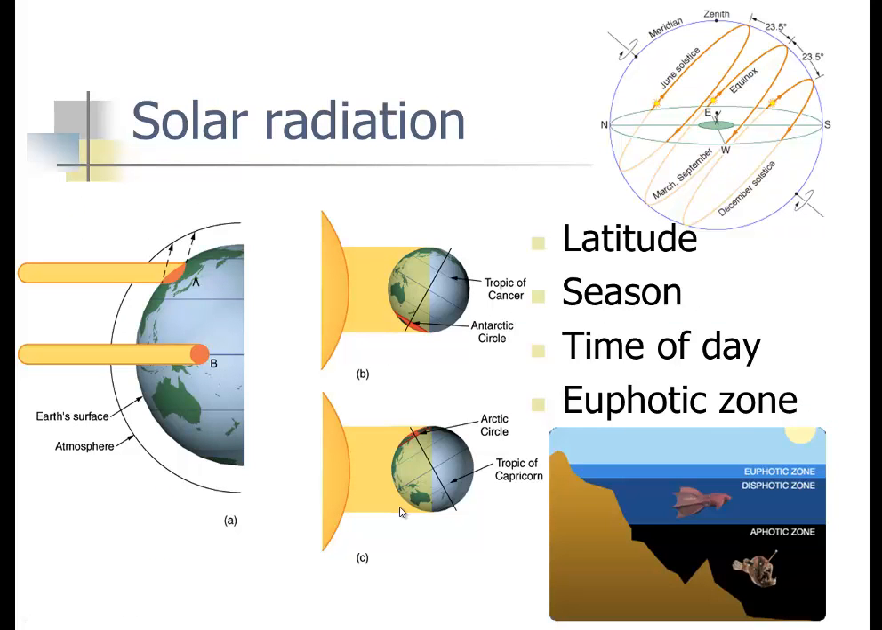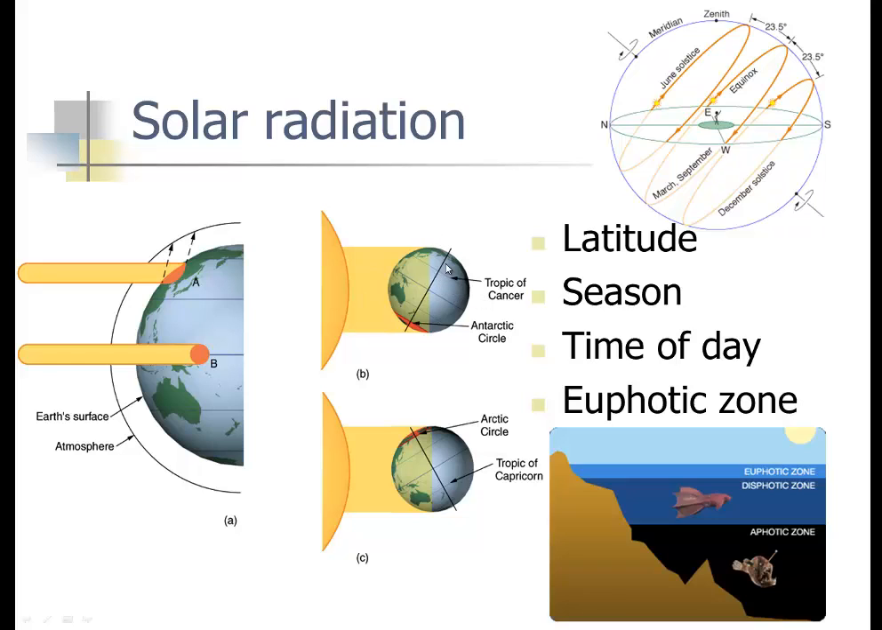Solar radiation, very important for photosynthesis. Where the Earth actually points towards the sun, we get very high concentrations of sunlight. Where it doesn't, we get lower concentrations. In fact, up here at the top and the bottom, we get almost no sunlight, very dim sunlight. And of course that changes with seasons.